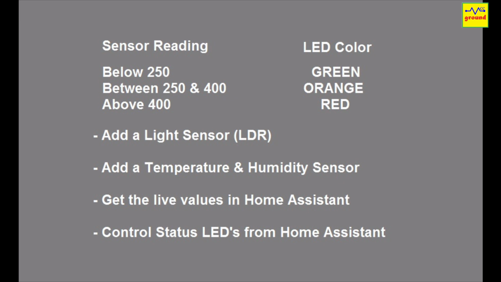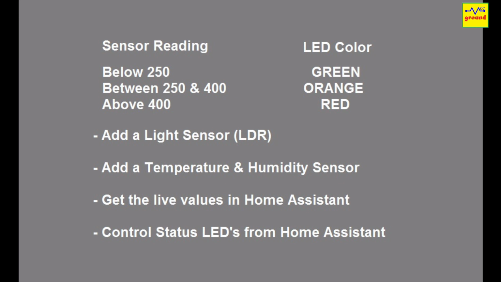Then, as the indication lights of the sensor are very bright, they may interfere with your sleep during night. So we want the lights to turn off when room lights are turned off and turn on again when room lights turn back on. For that, I am adding a light sensor. Apart from this, I am also adding a temperature and humidity sensor to get the live values. And lastly, we will be able to get all these live values in Home Assistant, as well as control all three status LEDs separately from Home Assistant.